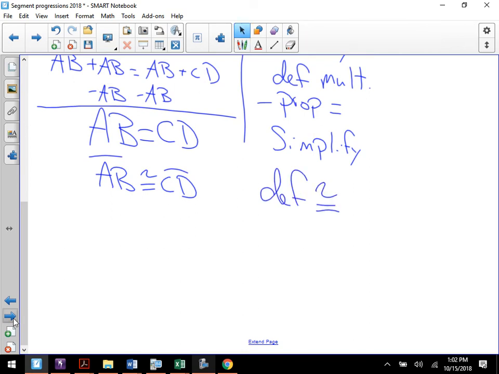I'm not going to yell at you if you don't put the lines on top. I think it's too messy. Okay? But that's quite literally how we do this stuff.